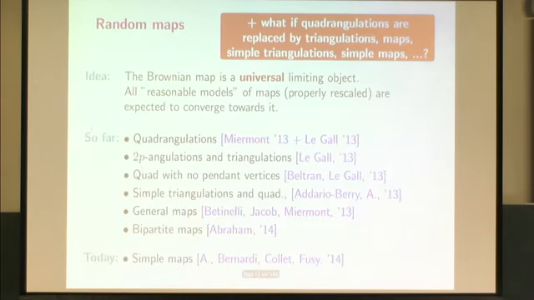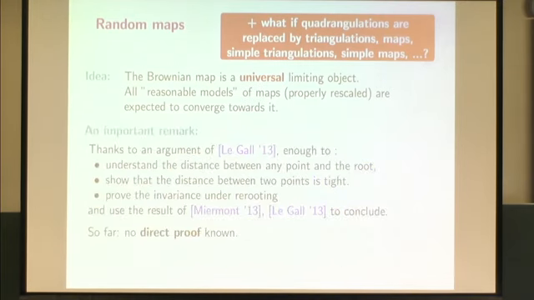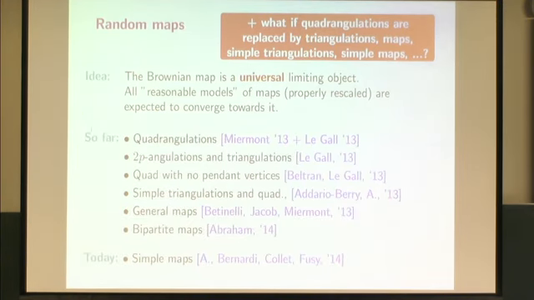Before moving further, let me state a really important remark. It took Gregory and Jean-François, and not only them, but it took people almost 15 years to derive the result of convergence toward the Brownian map for quadrangulations. And in 1 year and a half, you have all these results that appeared.